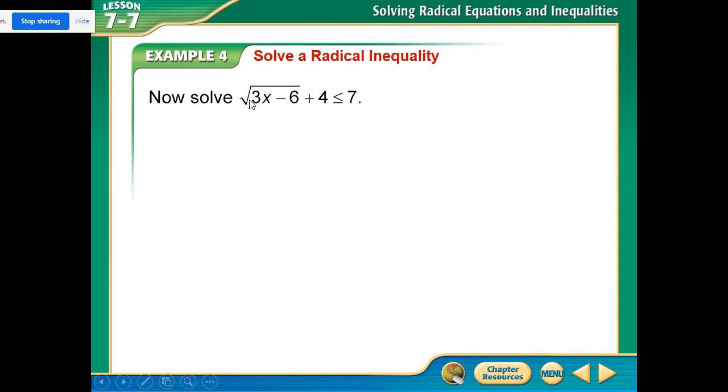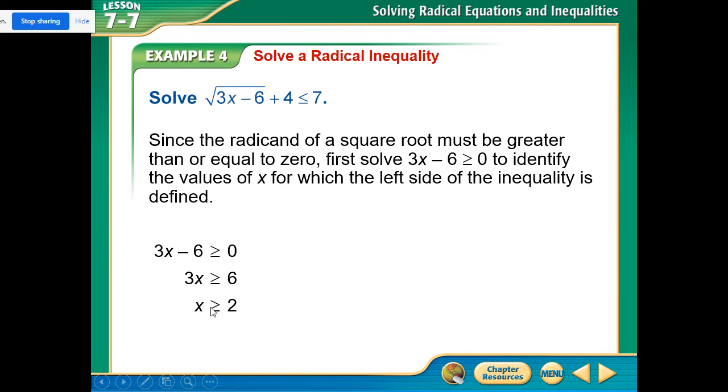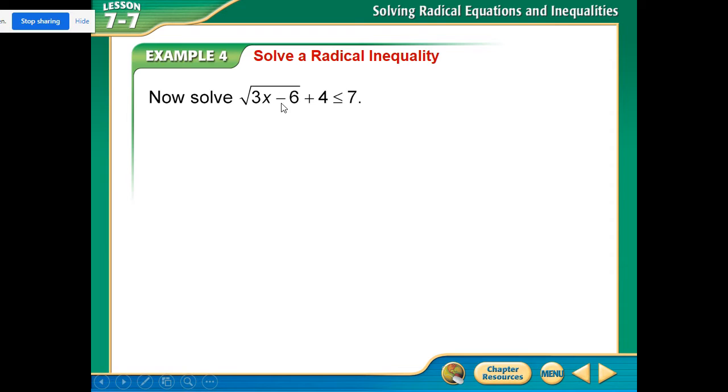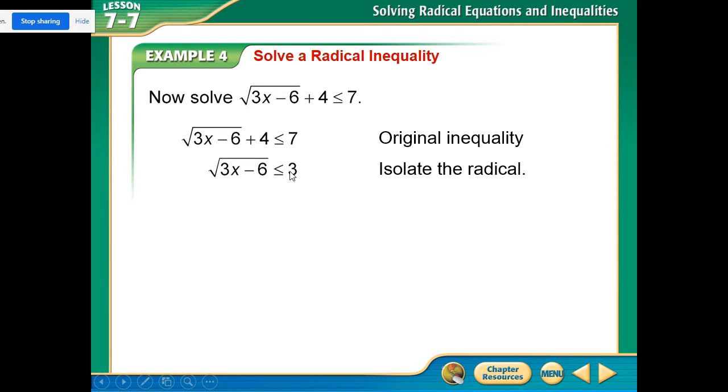All right, now we also have to solve this. So we're going to set this aside for right now. That's going to come back in just a minute. But now we're going to solve this like we did before, treating this just pretty much like an equals. So we minus the 4 over and get 3, and then we square both sides.